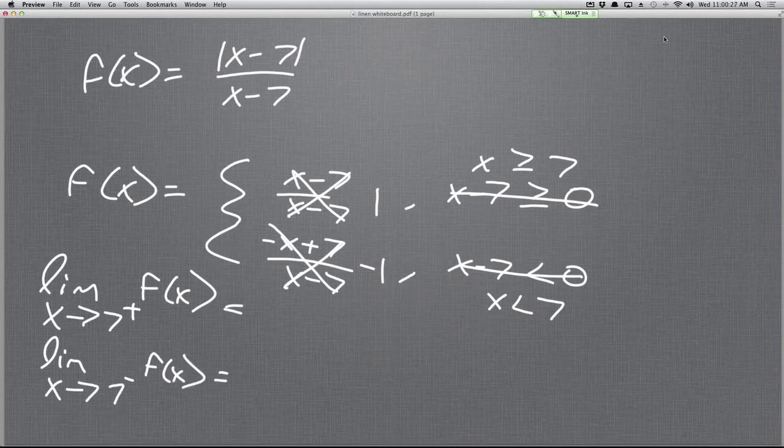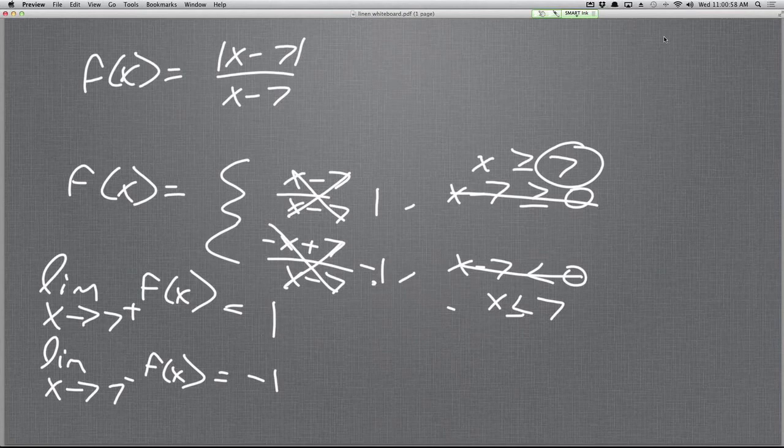So, what is it from the right? Which one of these is the right? The top one is the right, which means my limit is 1. This one is the limit from the left. The limit from the left is -1. Do I have a limit? No. Which means my discontinuity is non-removable. So I have a non-removable discontinuity at x equals 7.